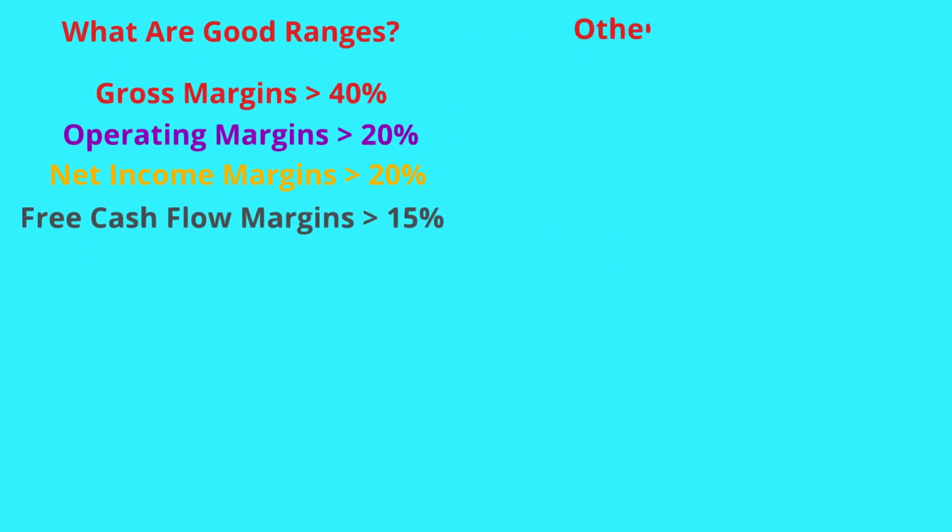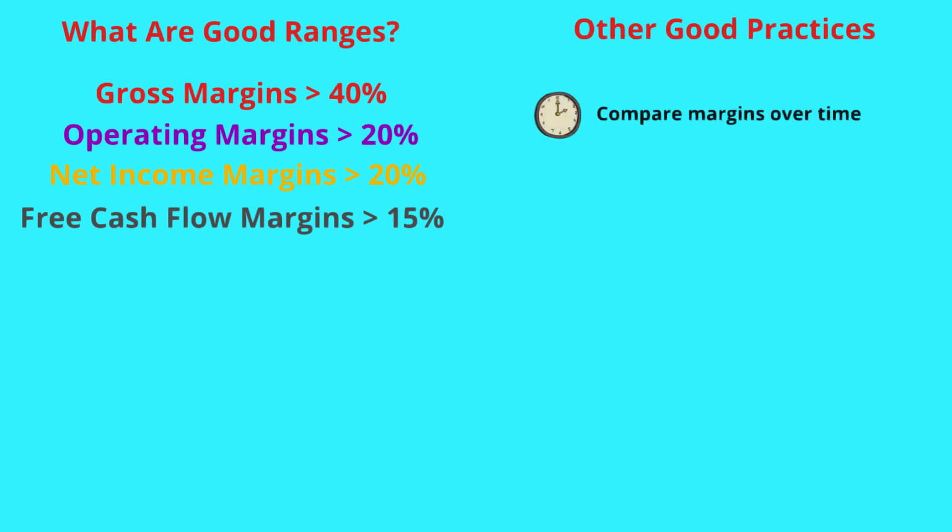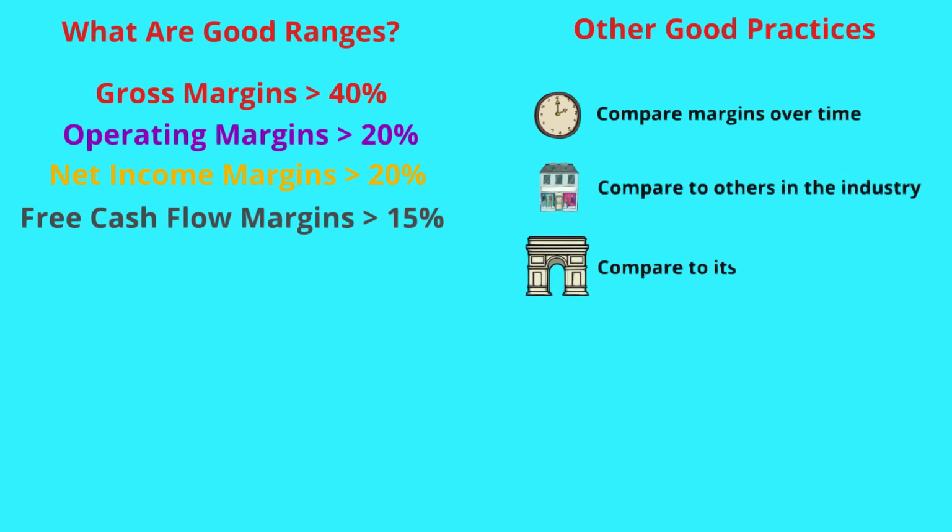Some other good practices to utilize when analyzing company margins. One, compare margins over time. One, three, five, and ten-year periods work best. Compare your company to others in the same industry. Compare to company historicals. How have they done in the past? Compare trends. Which way is the company heading?